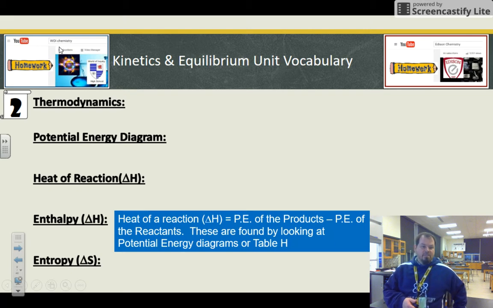These are found by looking at the potential energy diagrams or table H. Notice those two have delta H in them. Notice the two definitions are slightly similar. They both have potential energy of products, potential energy of reactants in them. You need to be able to differentiate in the quiz which one goes with which. They're worded very similar because guess what? They mean almost the same thing. Okay, but they're slightly different.